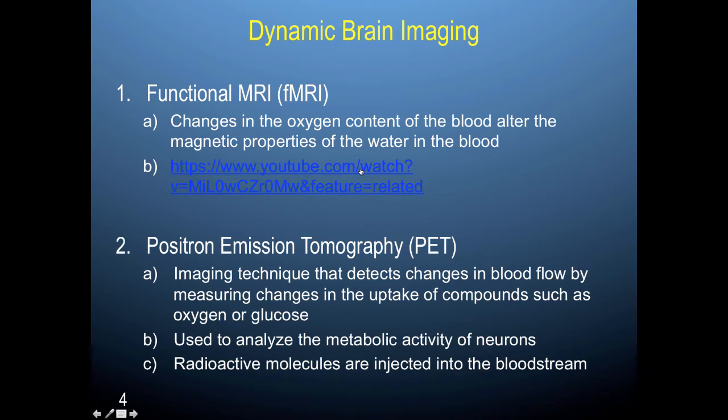The next dynamic brain imaging technique is positron emission tomography, also known as PET. And you can see all of these have these abbreviations, the acronyms, because no one wants to say functional magnetic resonance imaging all the time or positron emission tomography, so they all have the short forms, fMRI or PET. So PET is an imaging technique that detects changes in blood flow by measuring changes in the uptake of compounds such as oxygen or glucose.